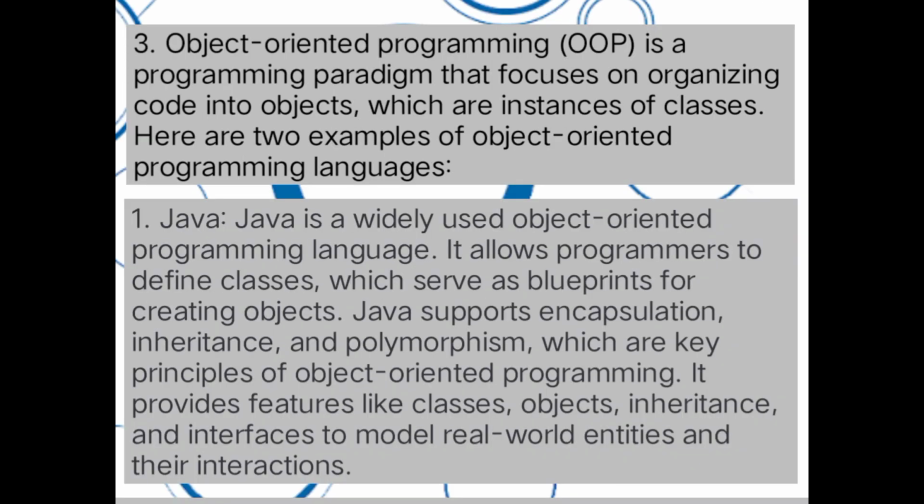Object-oriented programming is a programming paradigm that focuses on organizing code into objects, which are instances of classes. Here are two examples of object-oriented programming languages. Java is a widely used object-oriented programming language. It allows programmers to define classes, which serve as blueprints for creating objects. Java supports encapsulation, inheritance, and polymorphism, which are key principles of object-oriented programming. It provides features like classes, objects, inheritance, and interfaces to model real-world entities and their interactions.